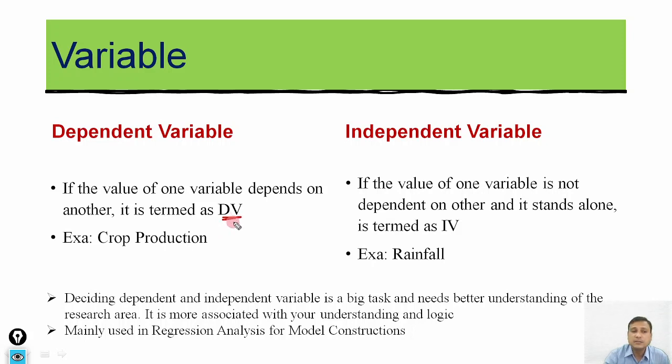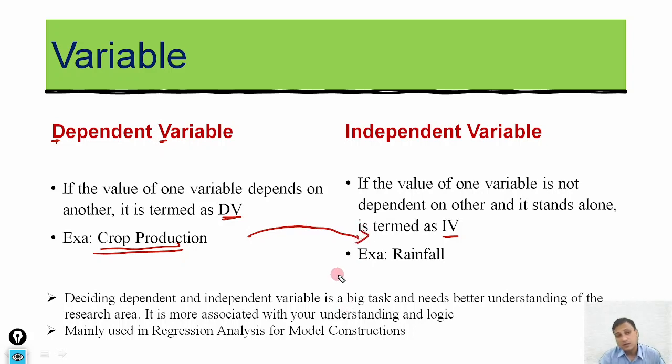DV is nothing but the dependent variable. I have just taken the initials of these two things because this is a short form. So dependent variable means what? It depends on another. Independent variable is what? If the value of one variable is not dependent on another and it stands alone, it is termed an independent variable. For example, crop production depends on rainfall.